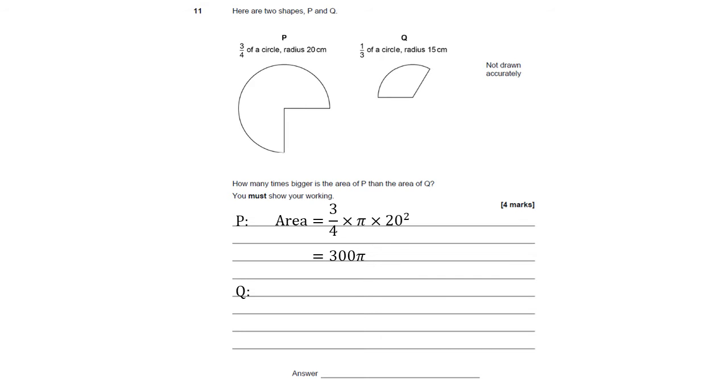For Q, again, we're going to use the same formula. So now we're going to have 1/3 times pi times the radius of 15 squared. 15 squared is a little bit trickier. That's 225. 1/3 of that is 75. So the area is 75 pi. So to work out how many times bigger, we're going to do our 300 pi divided by 75 pi. Well, we can ignore the pi's there because they'll cancel out. 300 divided by 75 is 4. And that's our answer.